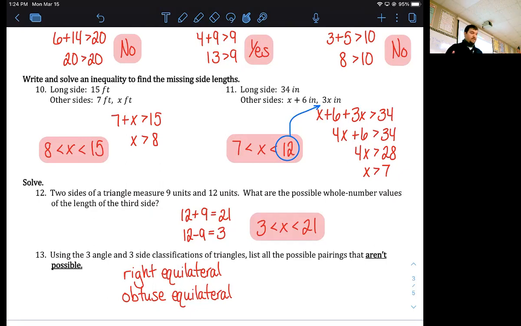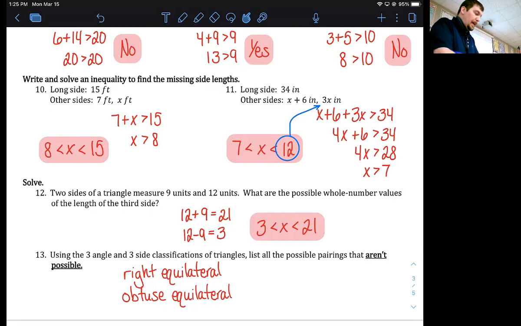This one's kind of tricky because you have to think, what if X is the small side, middle side, or the long side? So 21 is the longest it could be, and 3 is the shortest it could be. Well, check that. It can't be 21. It can't be 3, but it could be any value between. 3 is too small, 21 is too big, but any value between those is good.